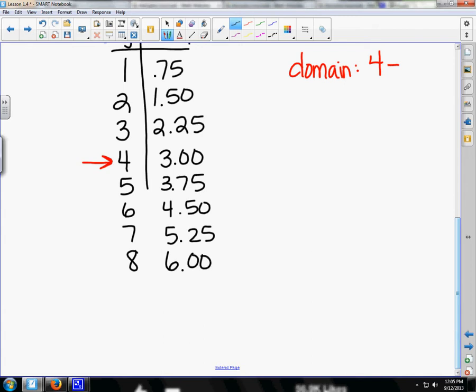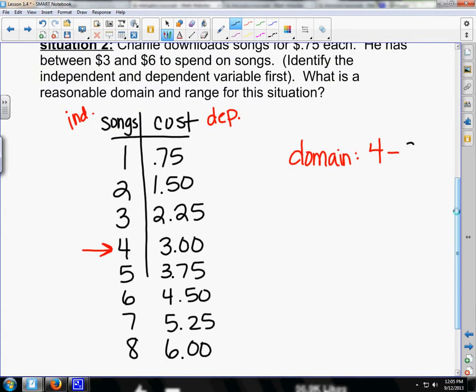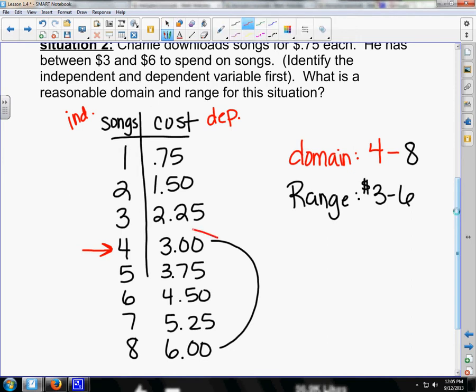So my domain would be between 4 and 8 songs because that's $3 to $6. That would be 4 songs to 8 songs. You could buy 4 to 8 songs. And then my range, which they kind of already told you, is $3 to $6. So this would be my group that I would focus on right here.